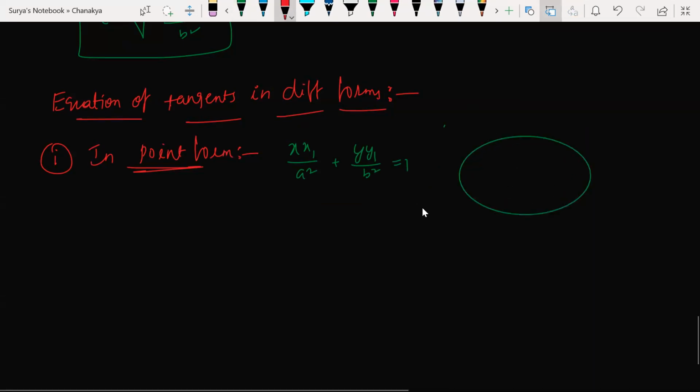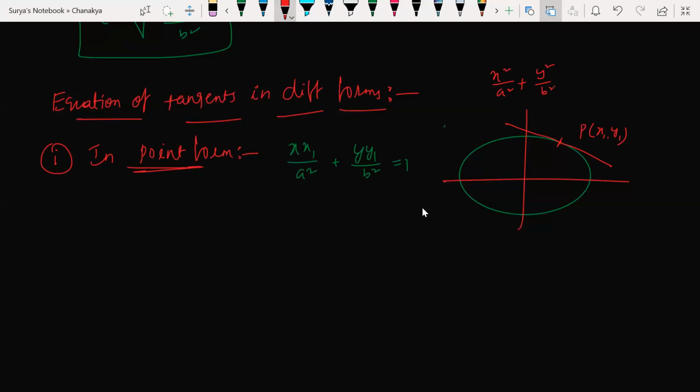Look, this will be the ellipse. This is my ellipse. If I draw a tangent, this will be my tangent, touching the curve at any point. Let me take this point as P of x1 comma y1. So what is the equation of this ellipse? The equation of this ellipse is x square by a square plus y square by b square is equal to 1.